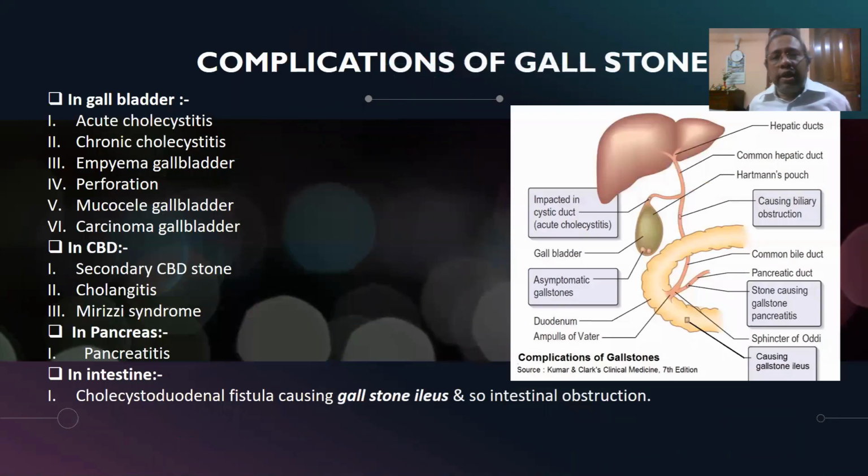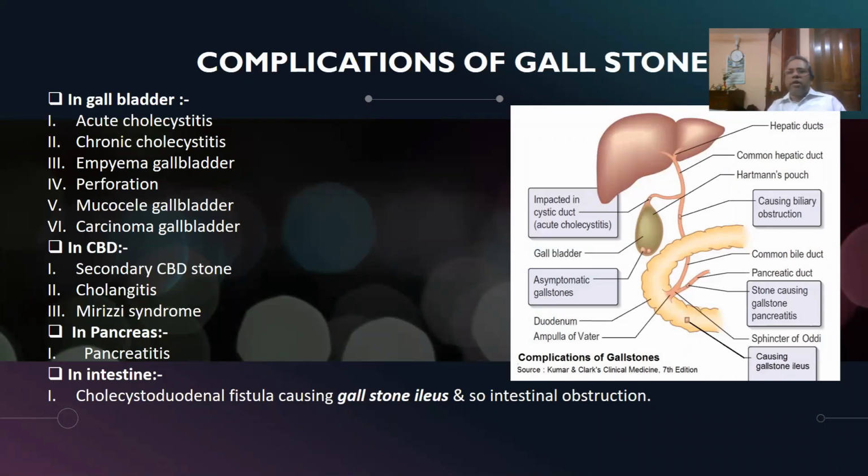So what about the complications? Every additional thing in the body causes some complication. So this stone is formed inside the gallbladder. Whenever it is inside the gallbladder, it may be asymptomatic. There is no infection, no presentation.